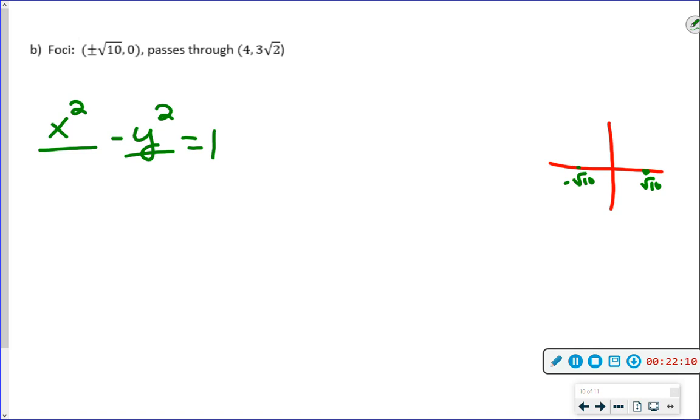It's going to turn into a system of equations. And we have that random point. Okay, so let's start with what we know, the easy part. Let's start with our c squared equation. Now, the only thing I have for that, what's c? Square root of 10. If I put the square root of 10 in there and square it, we get 10.